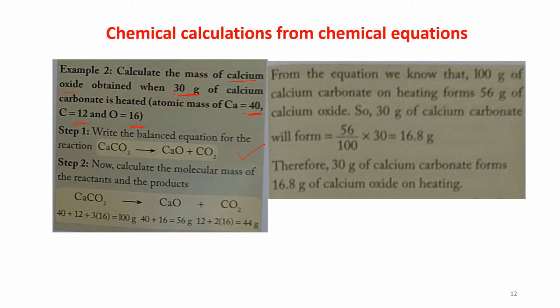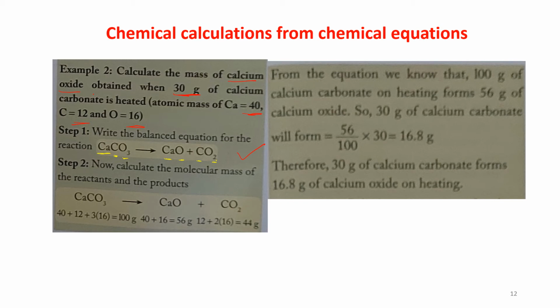Now you have to see whether the reaction is balanced or not. On the left hand side, you are having 1 atom of calcium. On the right hand side also, you are having 1 atom of calcium. On the left hand side, you are having 1 atom of carbon. On the right hand side, you are having 1 atom of carbon. On the left hand side, you are having 3 atoms of oxygen. On the right hand side, you are having 1 and 2, 3 atoms of oxygen. So all the elements are balanced on both the sides. So you need not balance this equation.